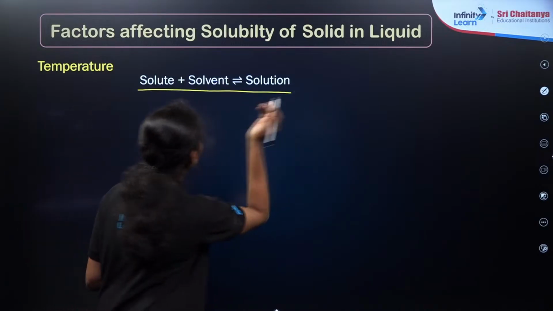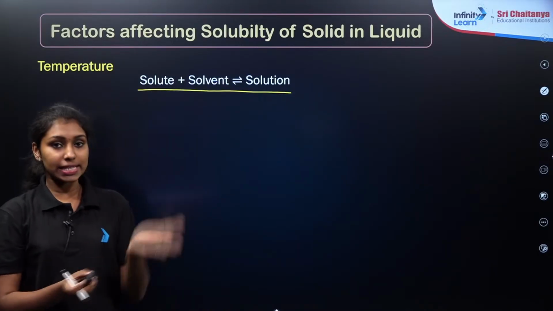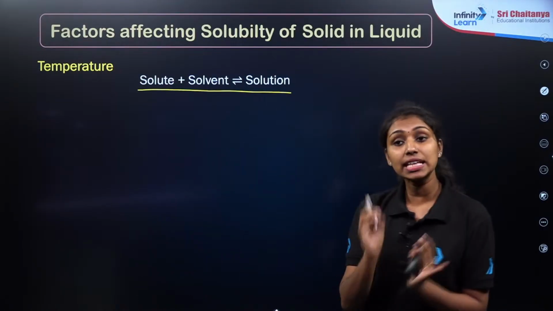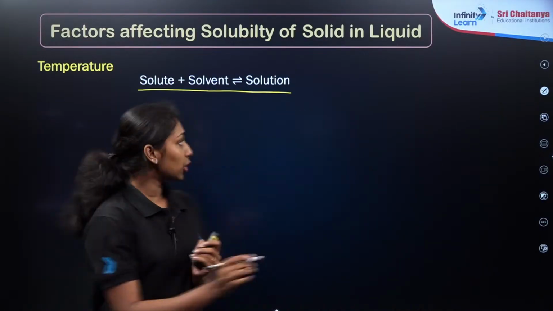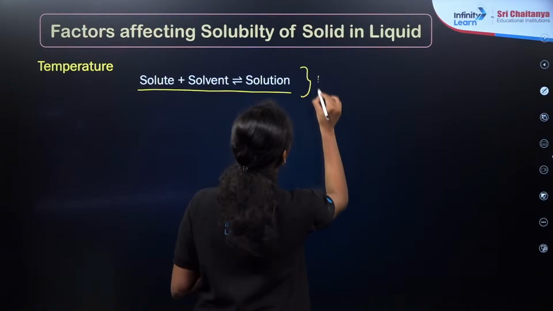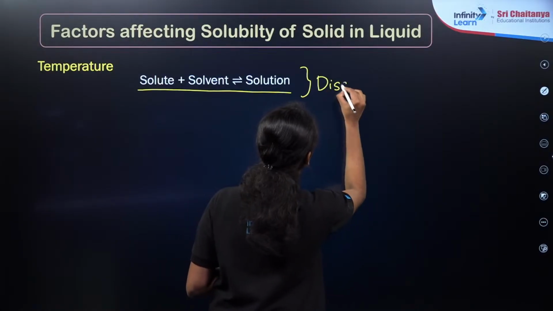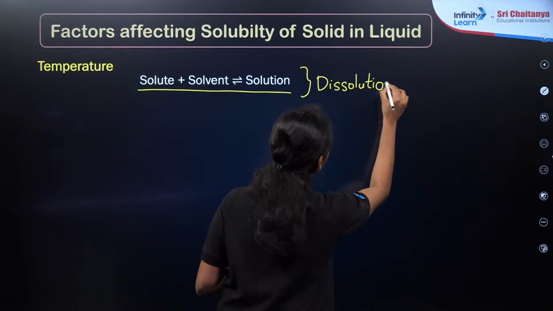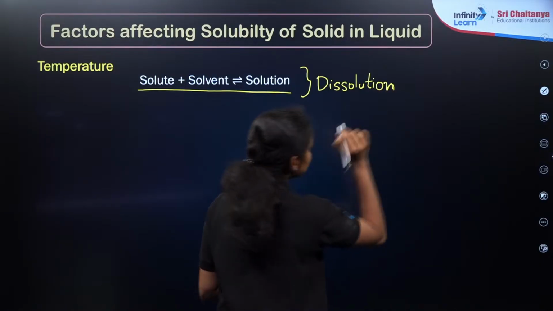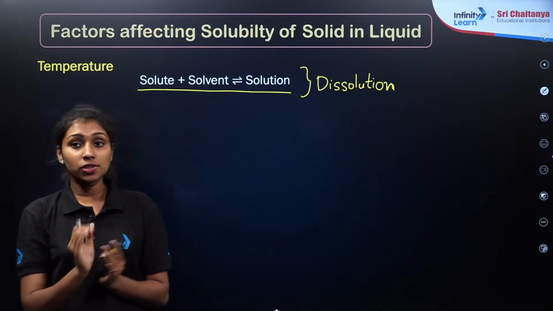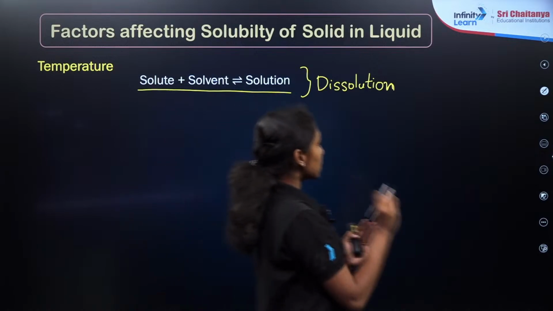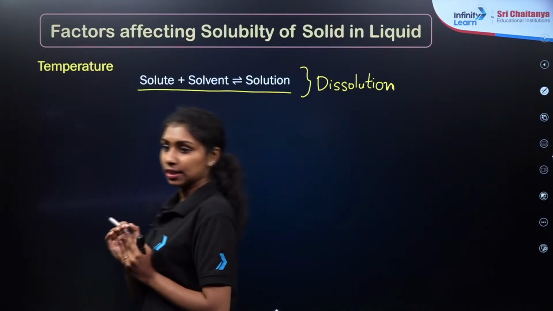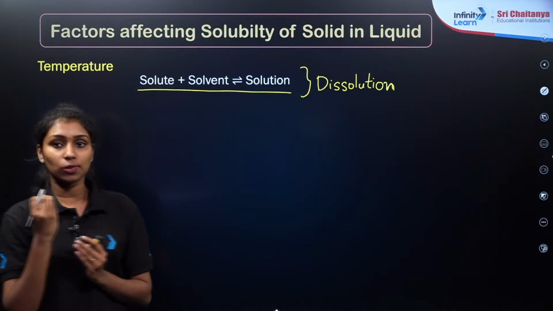Okay, this is the process of formation of solution. Solute is added to the solvent to form a solution. This particular process is known as dissolution. So depending upon the condition of the dissolution process, we can predict how the temperature change is affecting the solubility here.